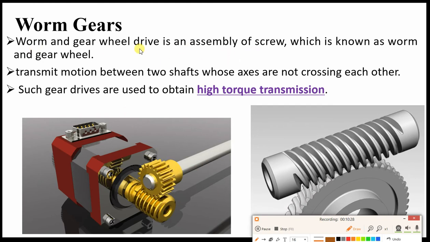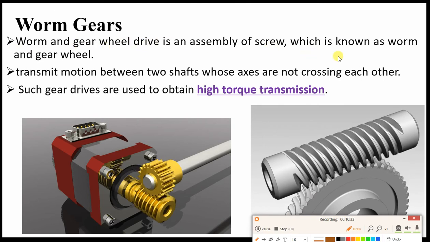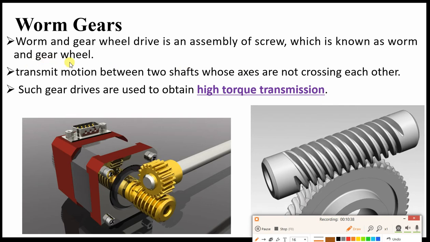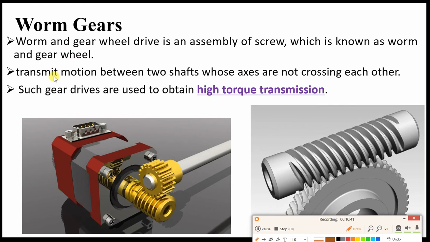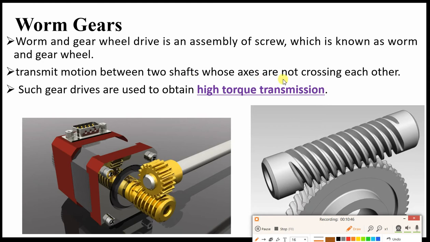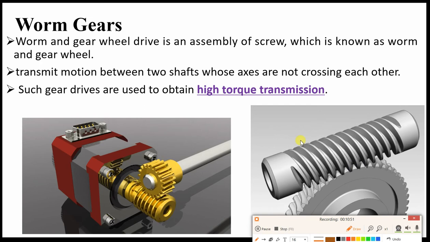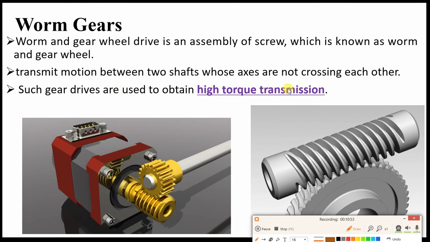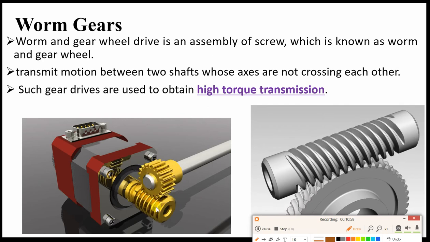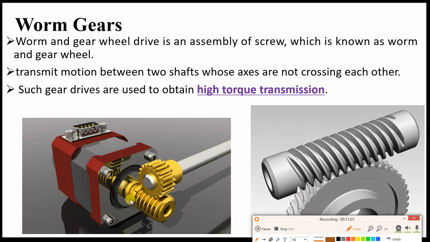A worm and worm wheel gear is an assembly of a screw, which is known as the worm, and a gear wheel. It transmits motion between two shafts whose axes are not crossing each other. Generally it is used for high torque transmission. Now you can see this gear is rotating and this gear is also moving linearly.